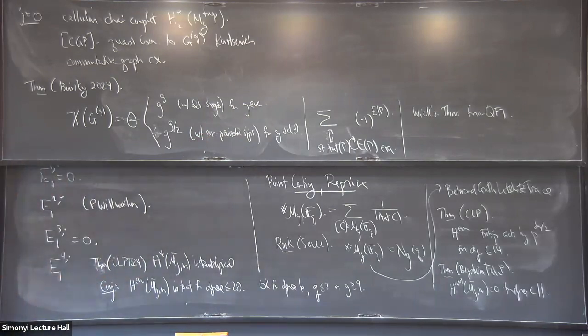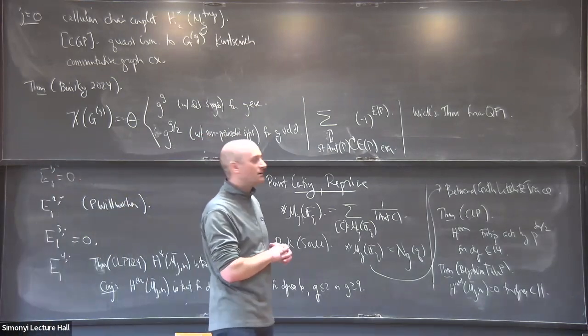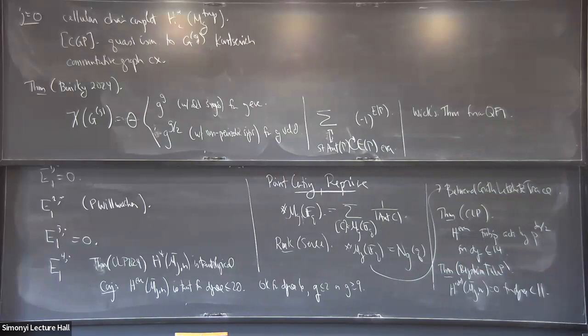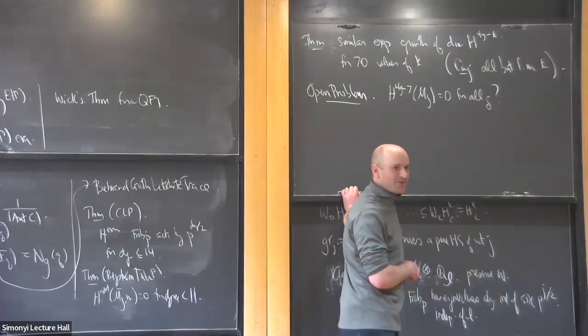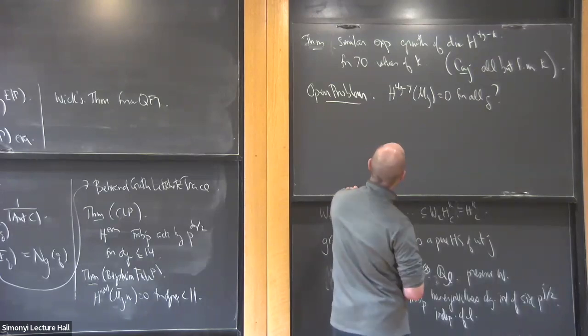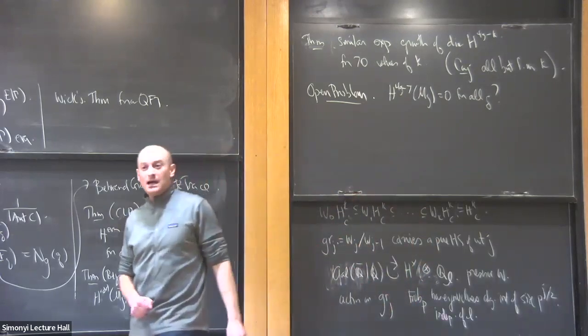In this open problem, for what g is the vanishing known? The open problem. Oh, good question. Up to 4. Only up to 4. Yes, only up to 4.